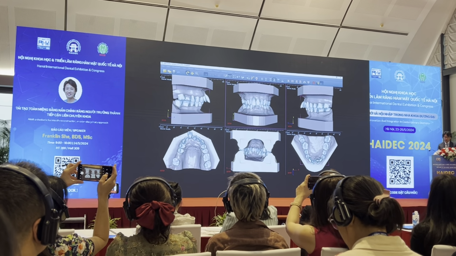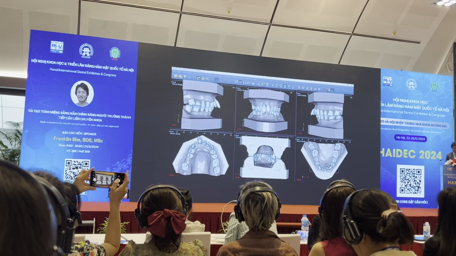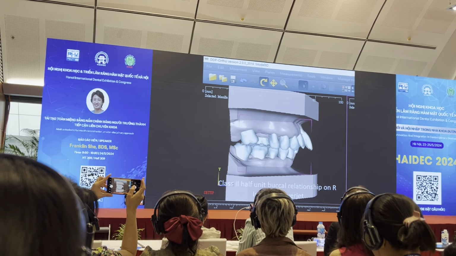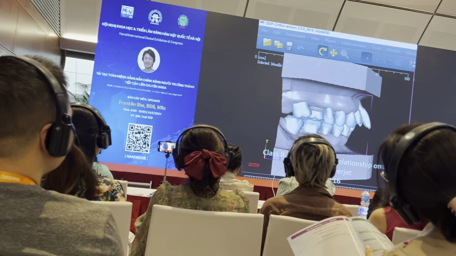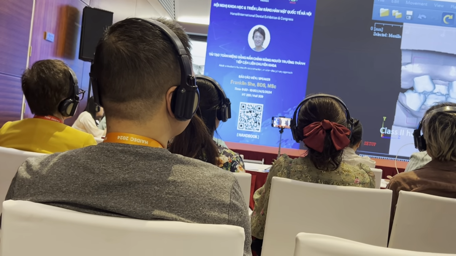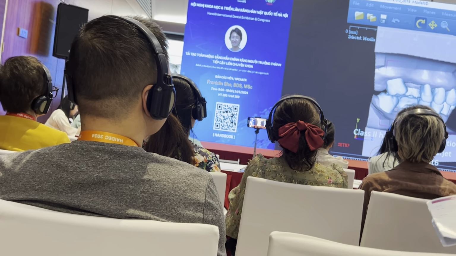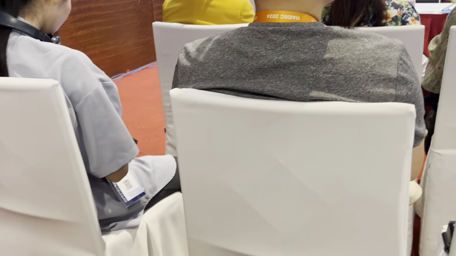So these are the digital models of the patient. They showed a class 2 half unit buccal relationship on the right, increased overjet, 1/6 was missing, increased overbite at the frontal view, and a class 2 half unit buccal relationship on the left.